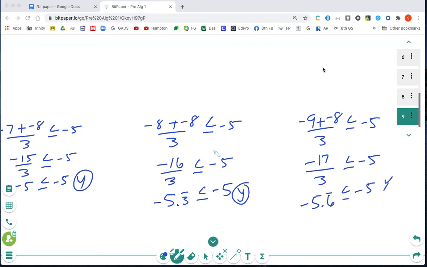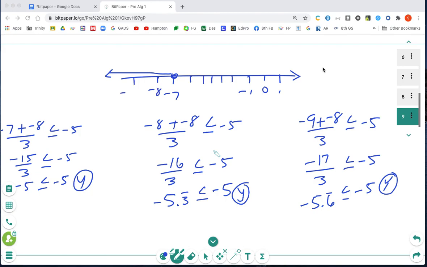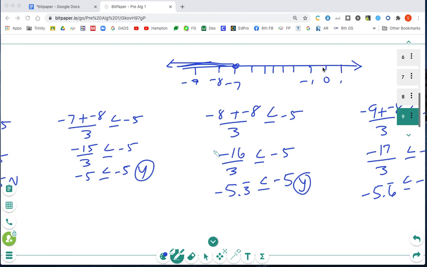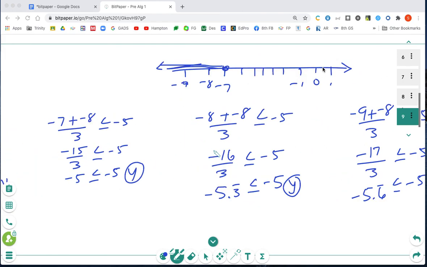So yes, that works. And remember that when we graphed, we said we had 0, 1, negative 1, 2, 3, 4, 5, 6, 7. And we did all these numbers. So you'll notice that negative 8 and negative 9 are all underneath the arrow, and they worked. And you'll notice that negative 6 and negative 5 are not underneath the arrow, and they didn't work. And so now you have reviewed for your test.